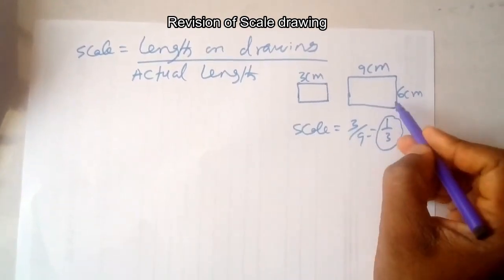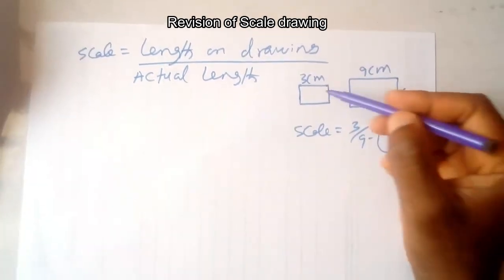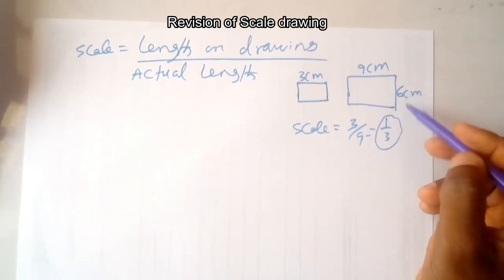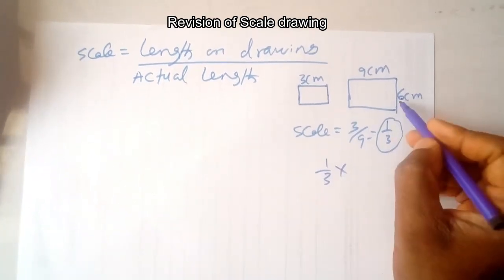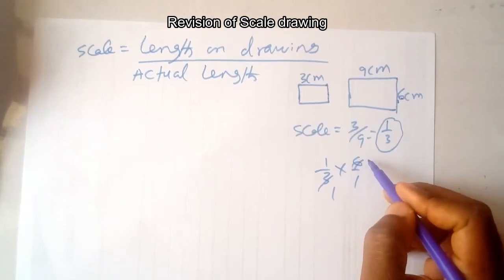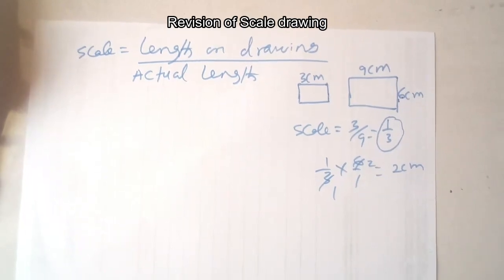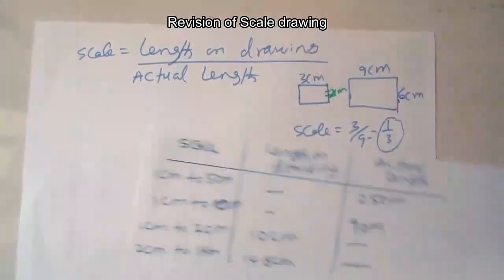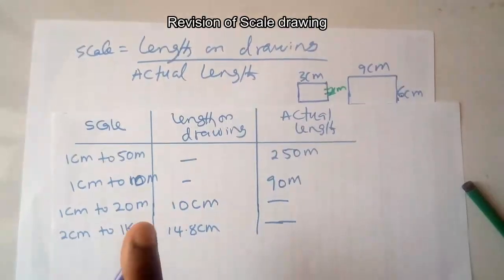Like here, the length is 3, here the length is 9. The breadth here is 6, and we don't know the other. For the fact that the scale is 1/3, we can easily multiply 1/3 by the corresponding side. That is 1/3 times 6, which is 2 centimeters. You see, because of the scale we have used, here automatically will be 2 centimeters. All right, I've given us the formula for scale: scale is length on drawing over actual length.